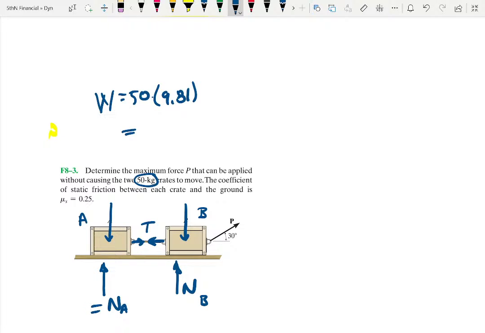The reason being is because if you break that away, you get a free body diagram that looks like this. Tension, normal force, and the weight. And let's see, 50 times 9.81, what is that?